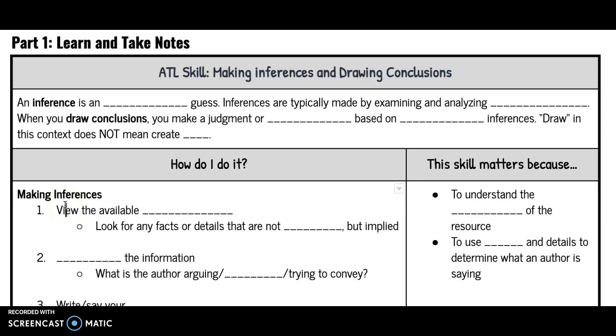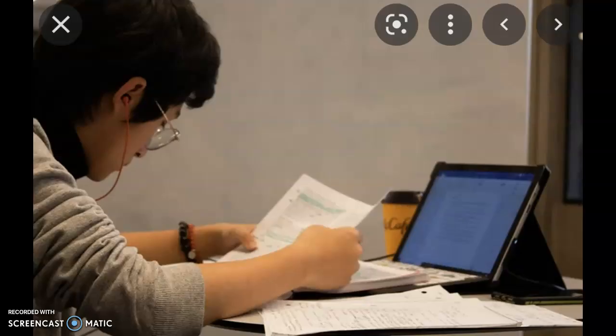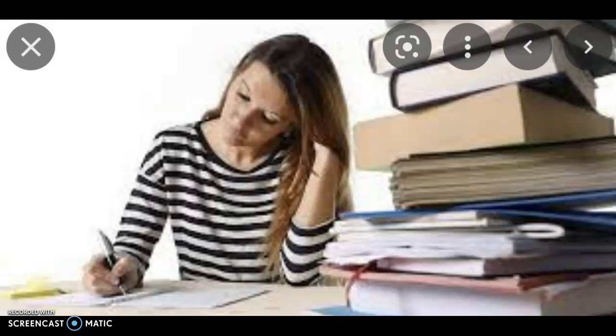The first thing you need to do when making an inference is to view all the available information. You'll look for any facts or details that are not stated, but they are implied, kind of reading between the lines, if you will. Number two, you'll want to then analyze that information. What is the author trying to say, or what are they trying to argue? What are they trying to convey? What message are they trying to tell you? This will take some real critical thinking, because again, the author is not explicitly telling you what is happening.